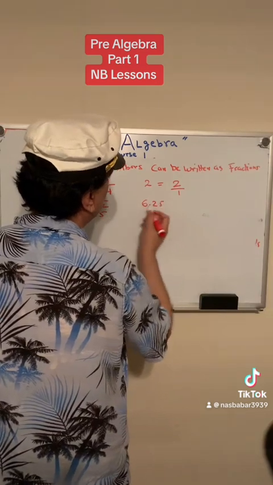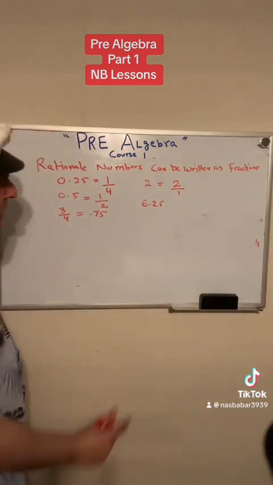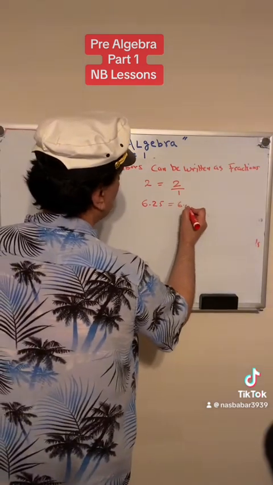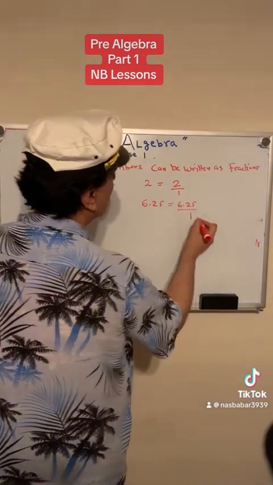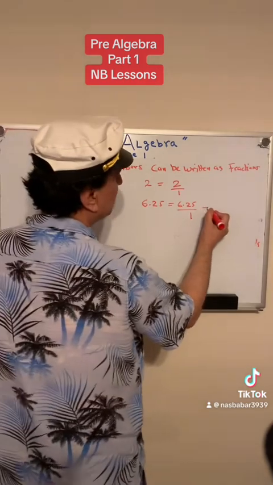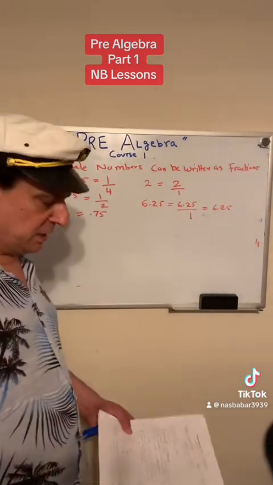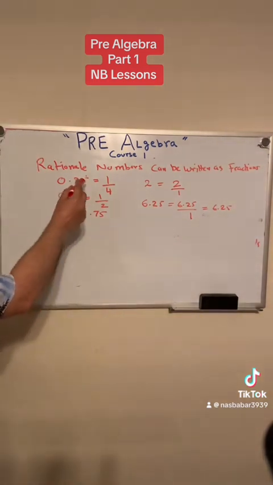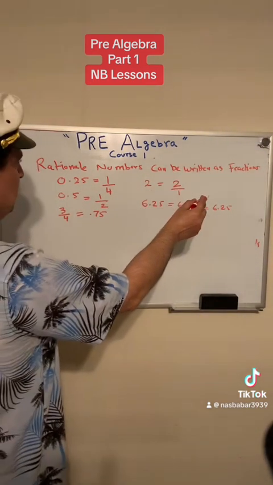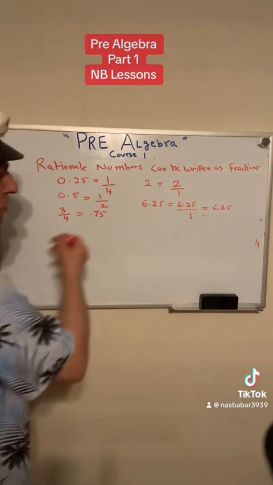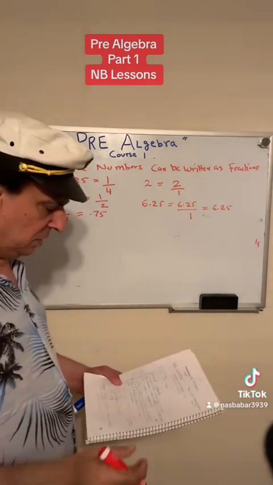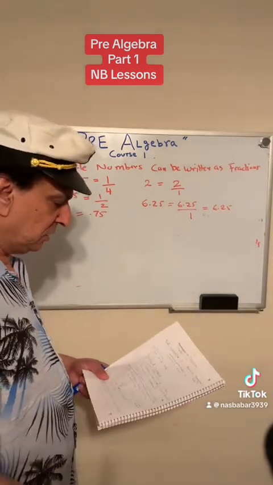I can say 6.25. Is that a rational number? Yes, because I can do 6.25 divided by 1 gives me still 6.25. As you know, anything divided by 1 is the same thing. So rational numbers can be written as fractions. The number which can be written as fractions. So pretty much all such numbers are written as fractions.